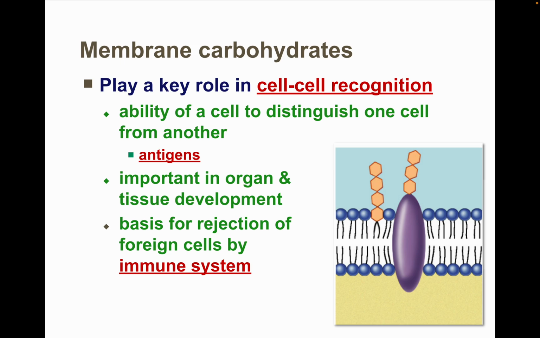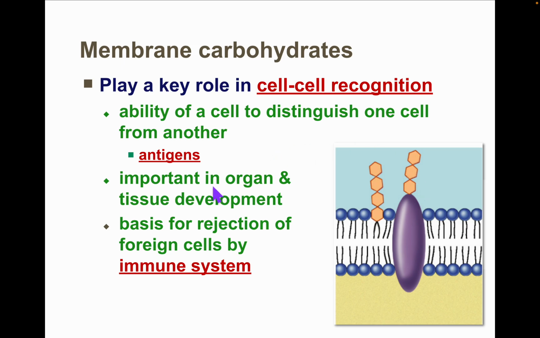I'm going to talk for a minute about the membrane carbohydrates. They play a key role in cell-to-cell recognition, and that's the ability of a cell to distinguish one cell from another, right? And we call those antigens. It's important in organ and tissue development, and it's the basis for rejection of foreign cells by the immune system. So everybody has a blood type, right? Your blood type depends on what type of antigens you have on the surface of your red blood cells. If you're type A, you have A antigens. If you're type B, you have B antigens. AB, you have both of them. And type O, there are no antigens.